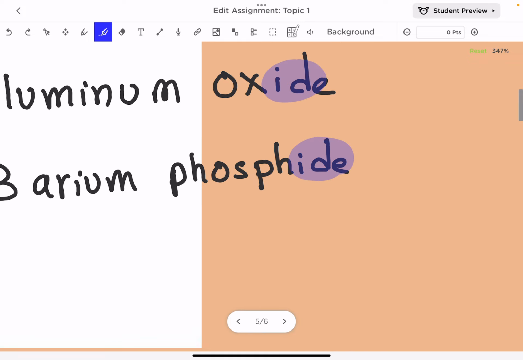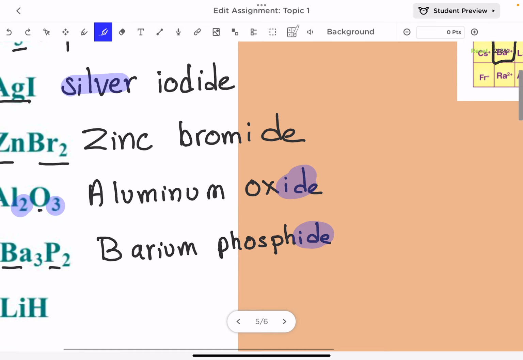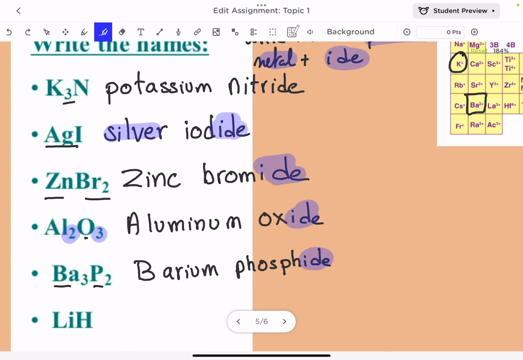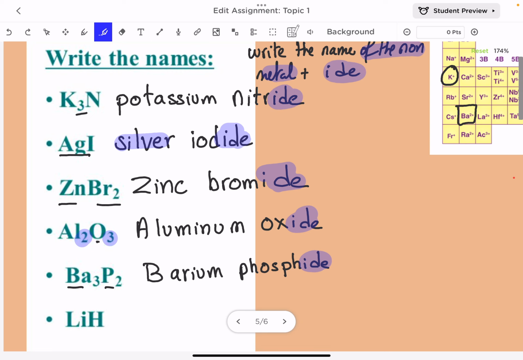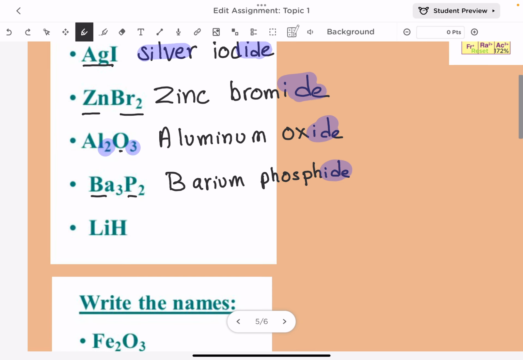Here's the rule, "ide." That's the common thing in the ionic compound, that they all end with the suffix "ide." And whatever number you have in the formula of the ionic compound, you simply ignore it.